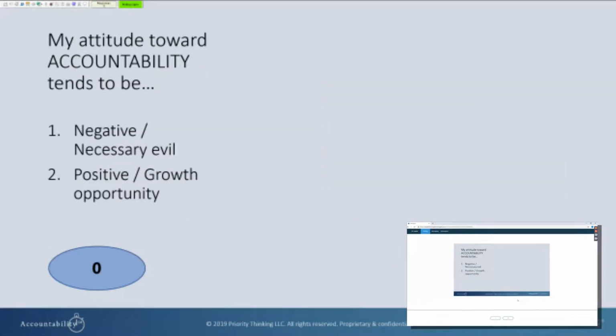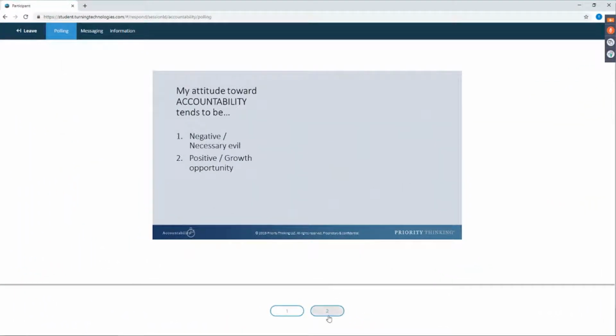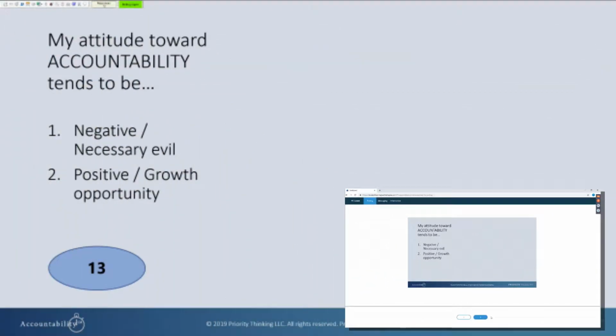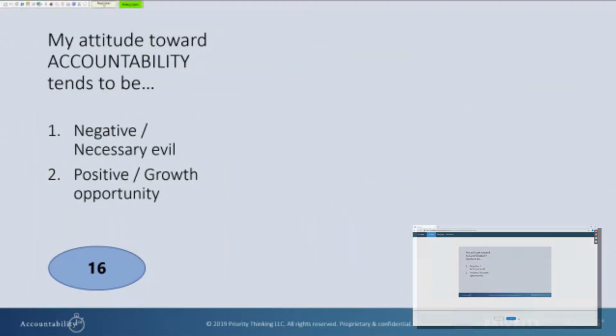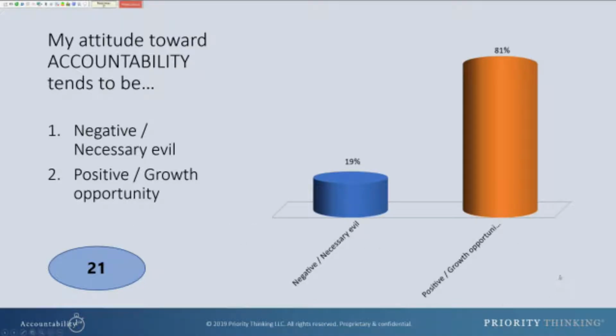My attitude towards accountability tends to be 1, negative, 2, positive. So choose 1 if you tend to get a negative reaction to it or see it as a necessary evil, or 2, positive, accountability is an opportunity for growth. Go ahead and answer. Okay, very good. I'm going to close the polling. Generally, the audience today, 81% of you see it as a positive opportunity for growth, but not so small a plurality see it as a negative or necessary evil.